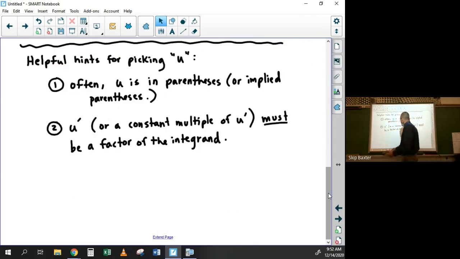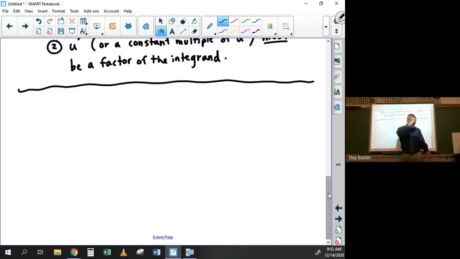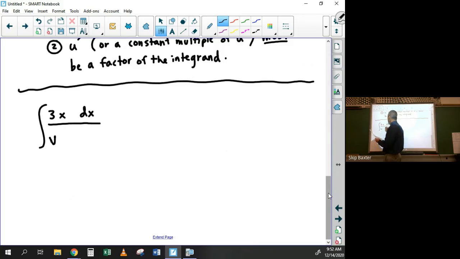Okay? So let's do a couple more examples. What if I have this one? How about the integral of 3x dx over the square root of 4x squared plus 5. Sometimes with integrals, they'll write dx as part of the fraction, in the numerator, instead of writing it out by itself. It's okay, don't let that confuse you. It's just written a little bit differently. So what do you think u would be in this problem?